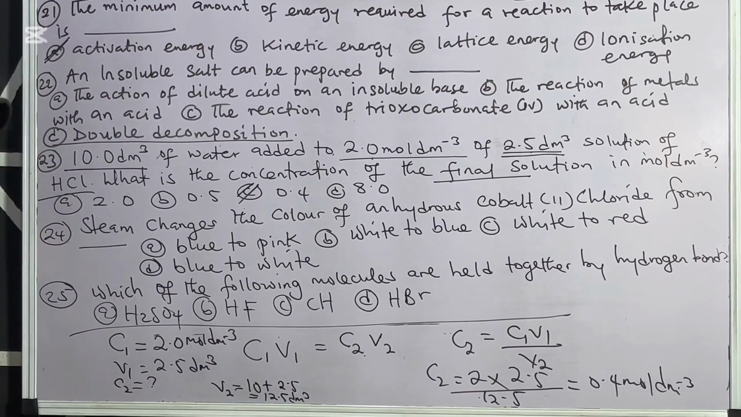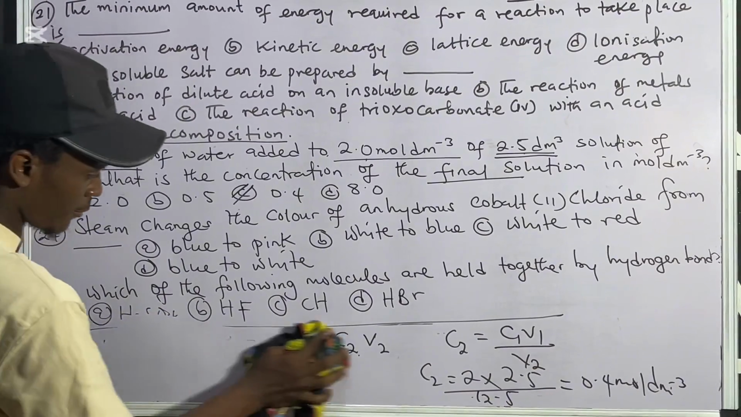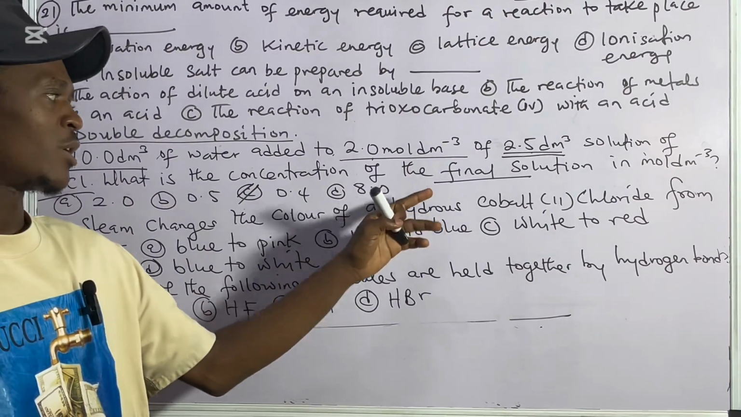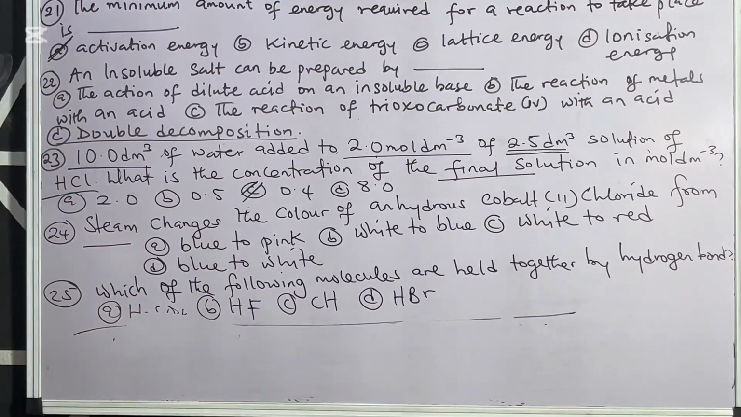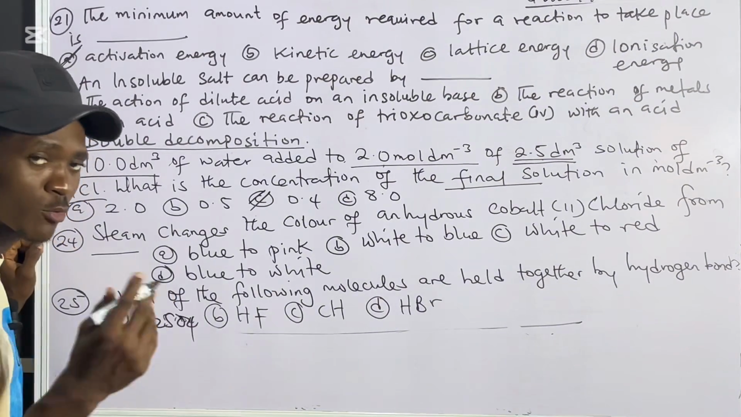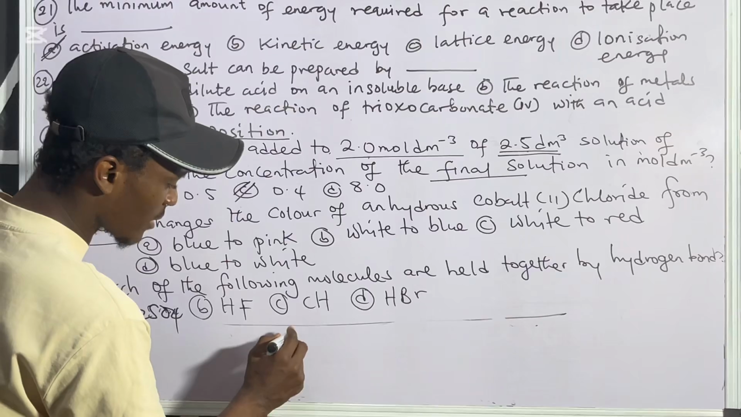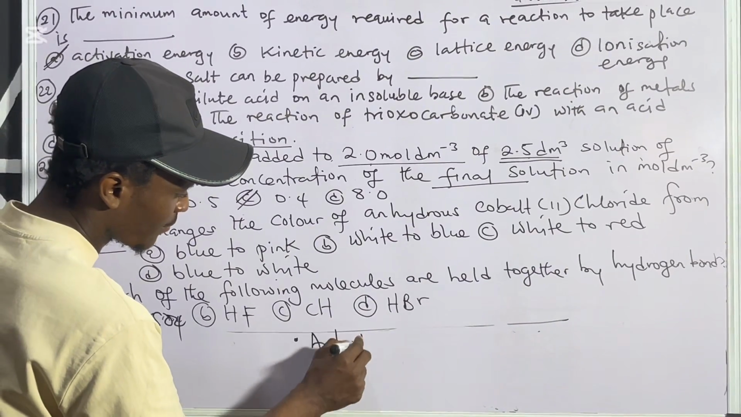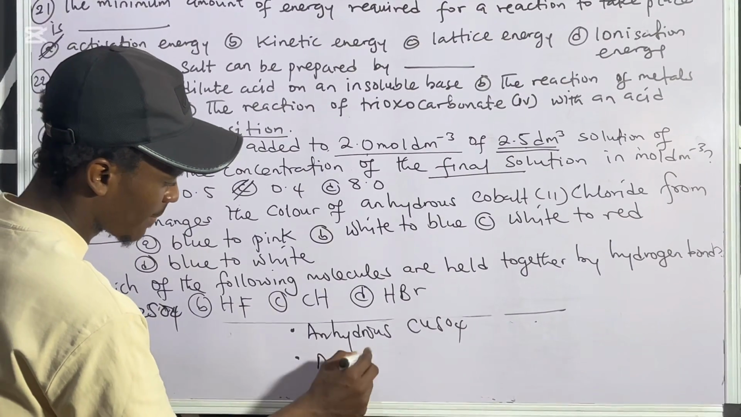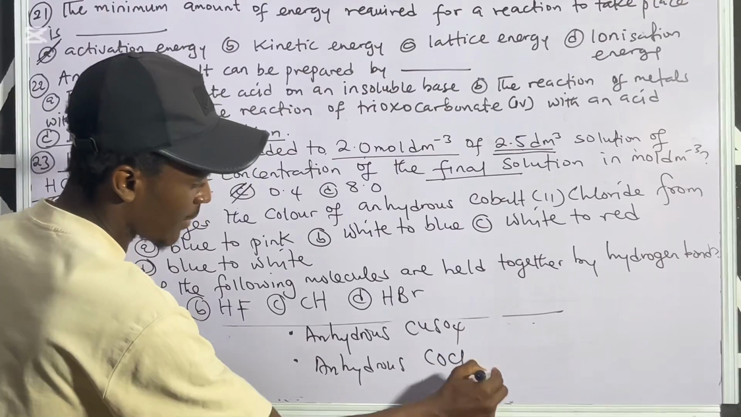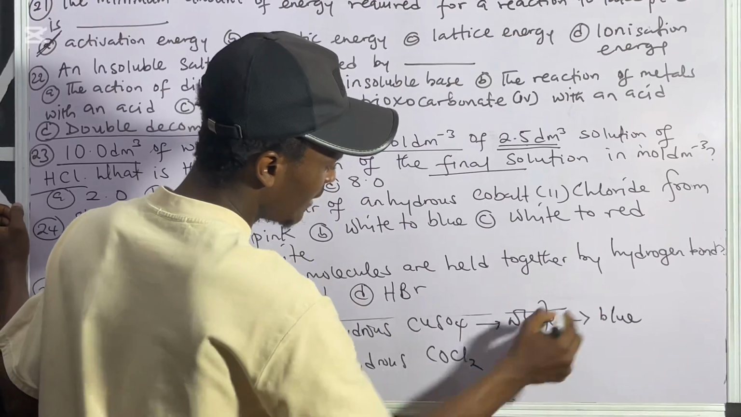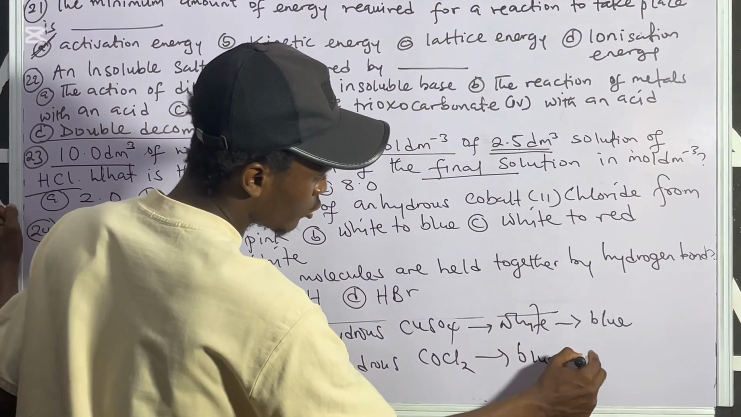Then let's look at the next question quickly. Question 24. We are given that steam changes the color of anhydrous cobalt 2 chloride from, now this is paper test for water. And when we say paper test for water, there are two papers that can be used to test for the presence of water. And what are the two papers? We have anhydrous copper sulfate paper, and we have anhydrous cobalt chloride paper. This guy, the color changes from white to blue. Then while this guy changes from blue to pink.